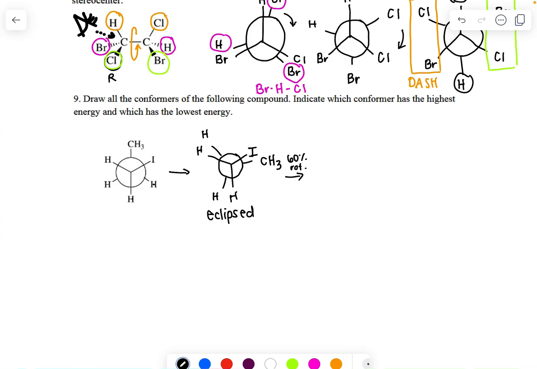Rotation. And again, I'm only changing the location of one set of atoms on the Newman projection. So now my methyl is here. And then I have hydrogens in the other positions. This is a gauche. Then I'm going to rotate again.